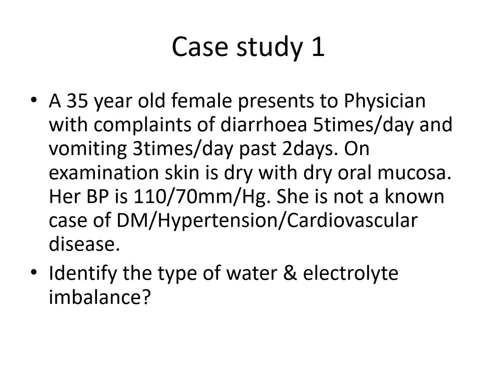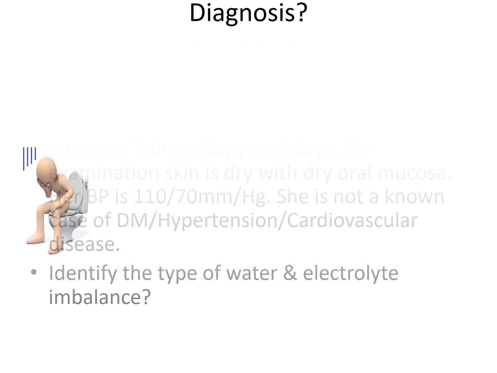Here is a 35-year-old female who presents to a physician with complaints of diarrhea 5 times per day and vomiting 3 times per day for the past 2 days. On examination, skin is dry with dry oral mucosa. Her blood pressure is around 110 by 70 mmHg. She is not a known case of diabetes mellitus, hypertension or cardiovascular disease. Let's try to figure out what type of water and electrolyte imbalance is present in this individual.